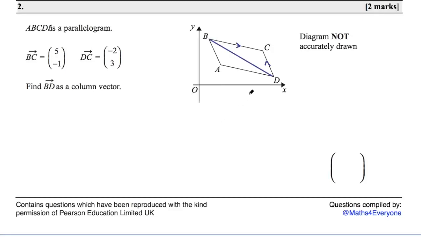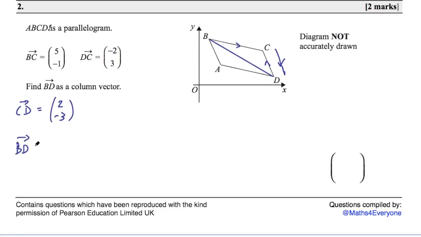So here we need to add the vectors, but before we can add them together, we need to find the vector CD, because they've given us the vector DC, which is going in the wrong direction. So CD is going to be the opposite of DC. In other words, just the negative of DC. So we take these numbers and we change the sign. So the negative of -2 is 2, and the negative of 3 is -3. So now I have the vector CD going in this direction. So now I can add BC to CD to get the vector BD.